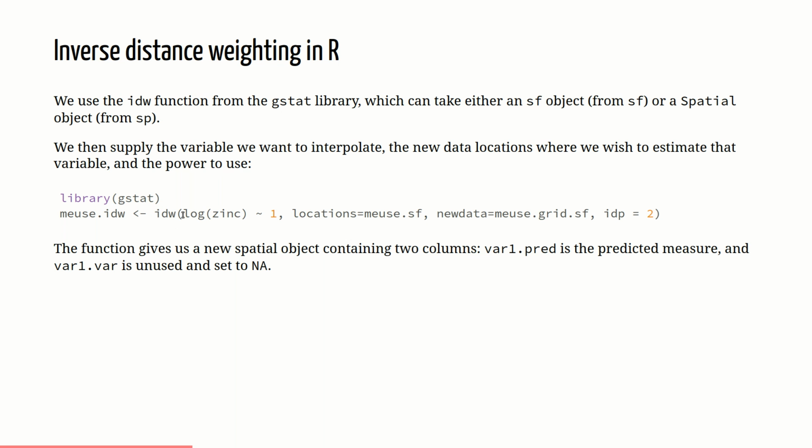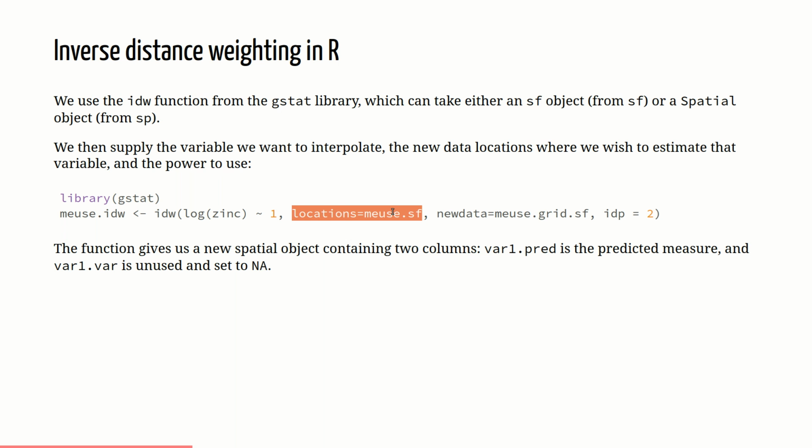Right, so idw, we then have a formula. The formula always takes the same form, so ~1, which just means that there's no trend at all. So the idw command cannot do a trend, but we'll see later on with universal Kriging that we can add a trend. And then we just have the variable that we're interested in. So in this case, it's log zinc. Then we take a locations spatial object, and so this can either be an sf object, so a simple features object from the sf library, or a spatial object from the sp library.